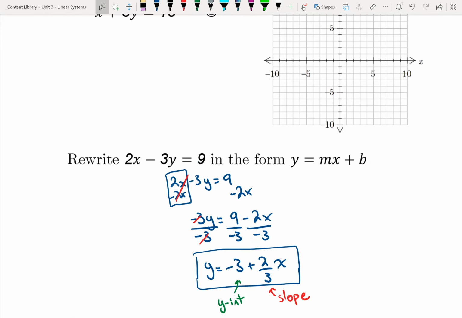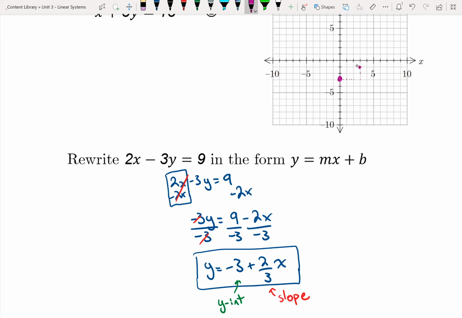So I'm going to start at the y-intercept. Even though it's in a different location, it's still the value that's not attached to the x. So I'm going to start at negative 3 and use my slope of 2 over 3 to plot the rest of the points. So go over 3, up 2, to the right 3, up 2, and continue that pattern.